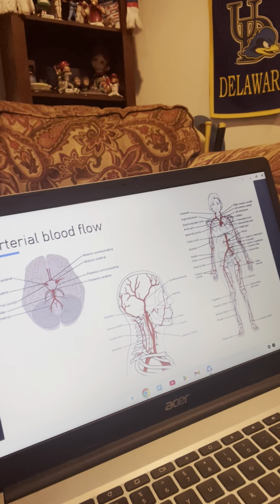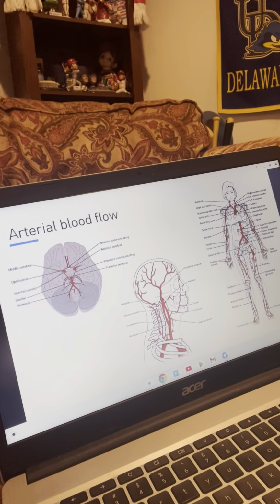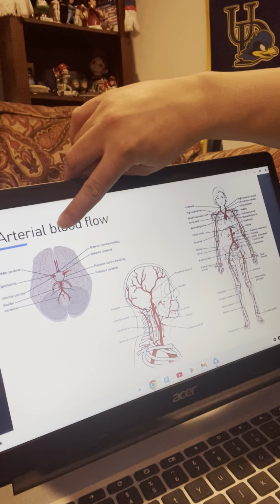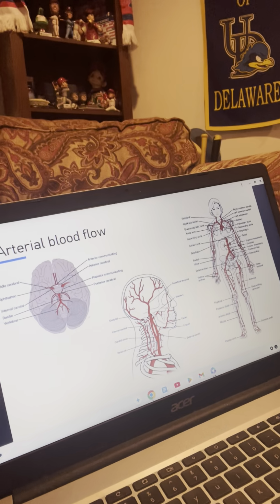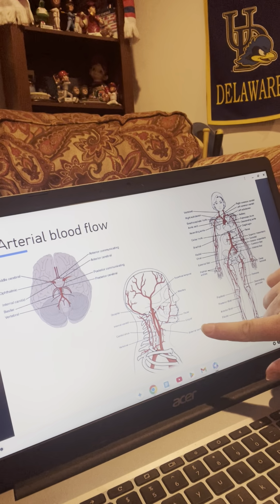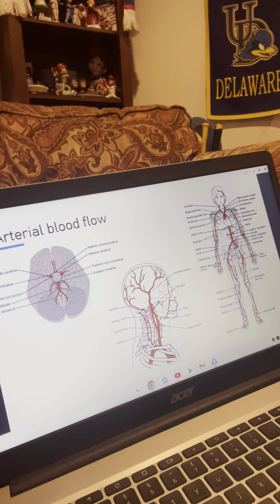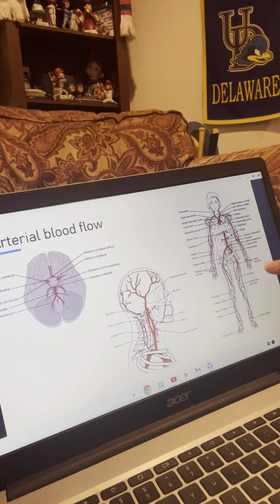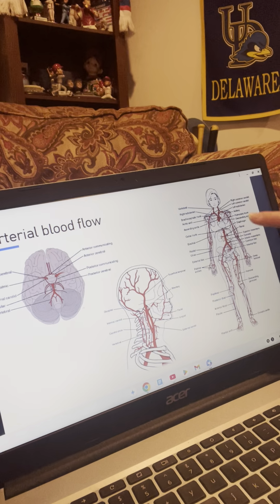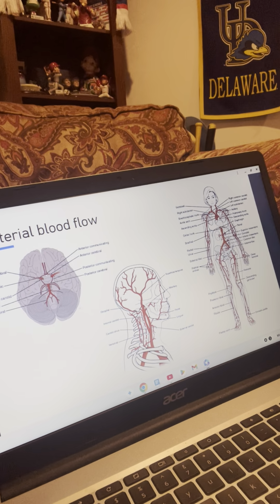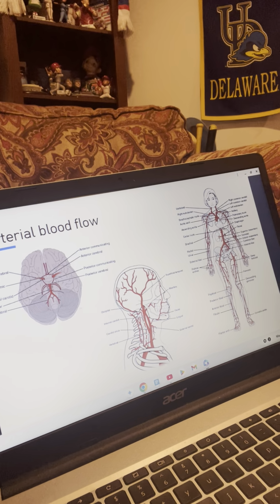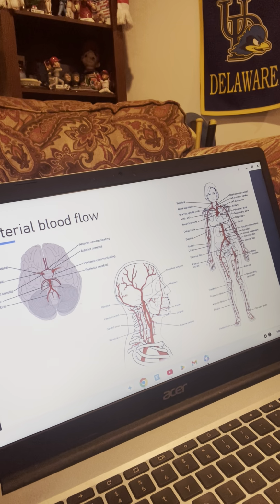So this here goes over all the different arteries in the body. These are the different arteries throughout the brain. And then here are the veins in the head and neck. And then over here are the arteries throughout the body. So you basically can just trace a drop of blood through this.